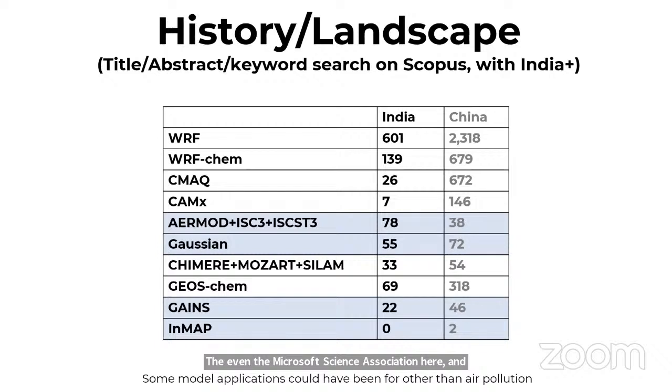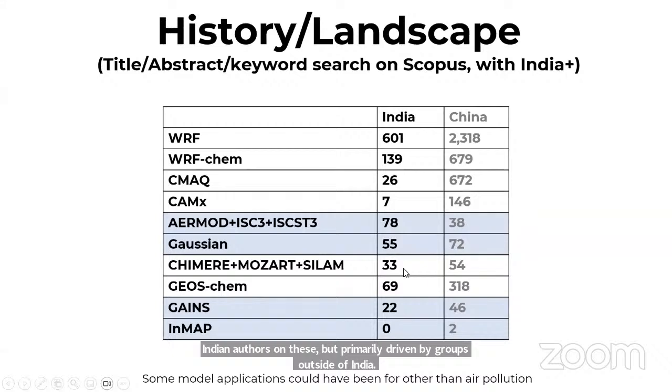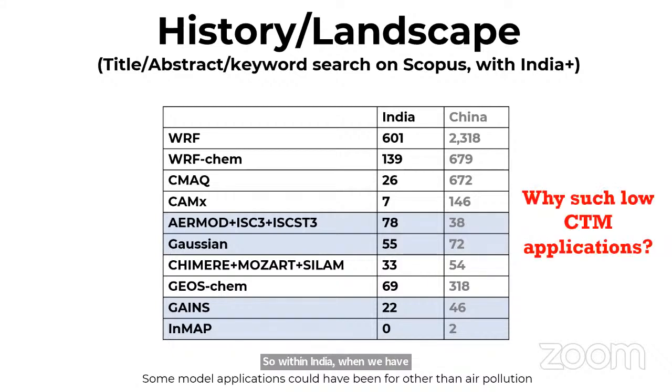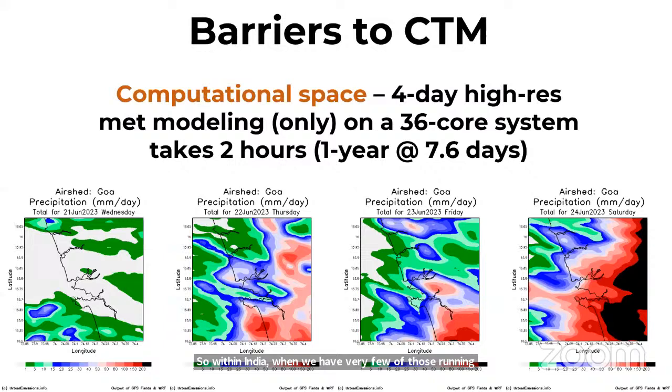Now, why are we not having some serious aerosol science modeling papers in the journals? A lot of these global models at the bottom, SHIMMER, MOZART, XYLEM, GEOS-Chem, they're all running outside India. I mean, they're not running here. There are some Indian authors on these, but they are primarily driven by groups outside of India. Within India, we have very few of those running as well. So we do have a lot of gap.